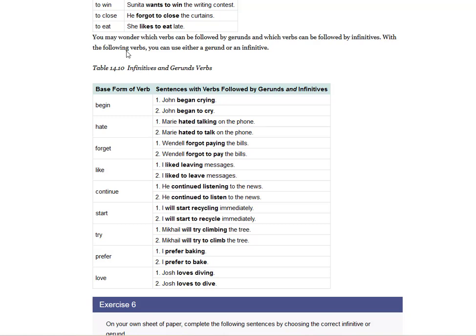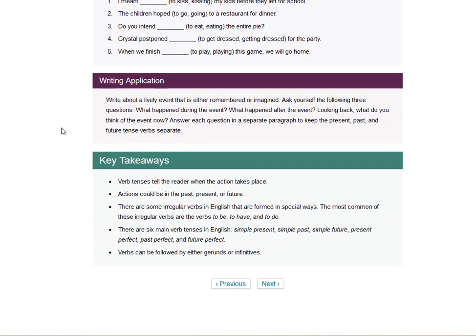So some verbs take a gerund, and some verbs take an infinitive. And it's hard to know which is which, especially for most native speakers. We can kind of tell which verbs take a gerund and which take an infinitive. But ESL students don't know. They just have to memorize it or just learn the language by listening to native speakers talking. So begin, hate, forget, like, continue, start, buy, prefer, love. These verbs can take both infinitives and gerunds.